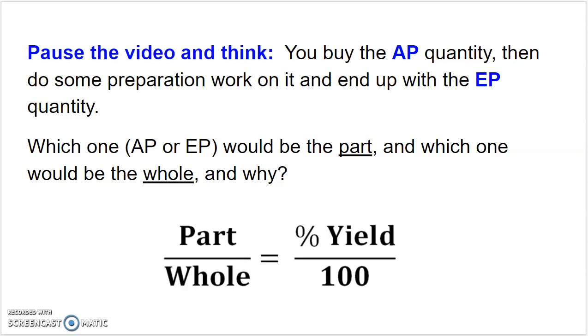So thinking about our part over whole equals percent yield over 100 formula, in a minute I want you to pause the video and think about this: you buy the AP quantity, then you do some preparation work on it and end up with an EP quantity. Just thinking intuitively about part and whole, which one, the AP or EP, would be the part and which one would be the whole? Pause the video for a minute if you need to think about that.